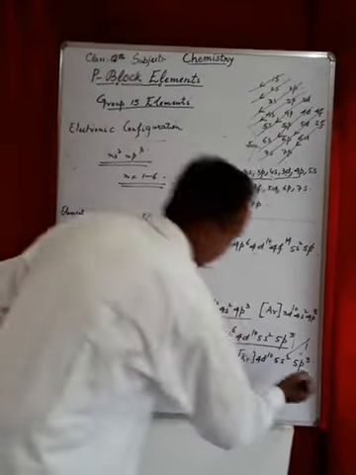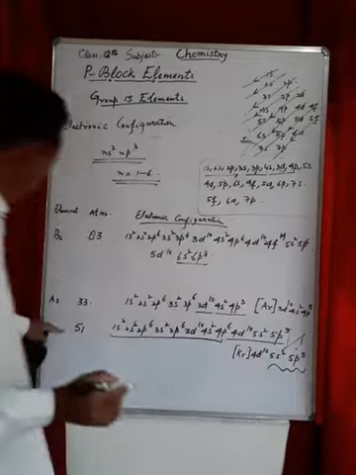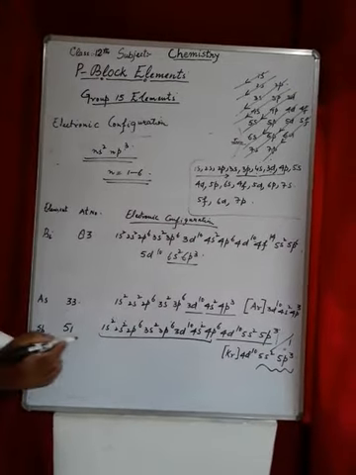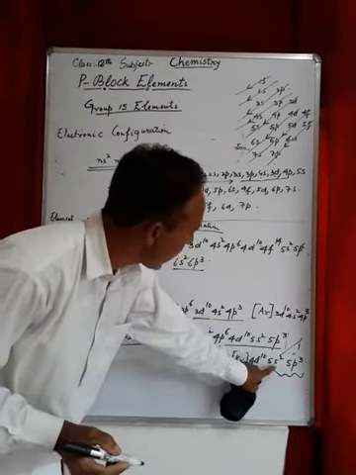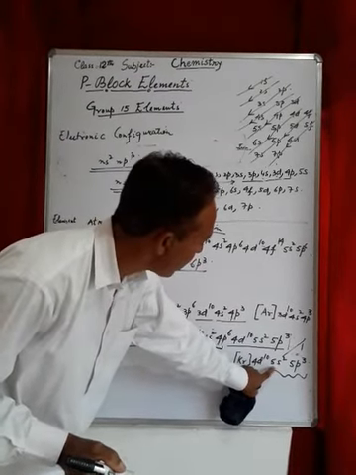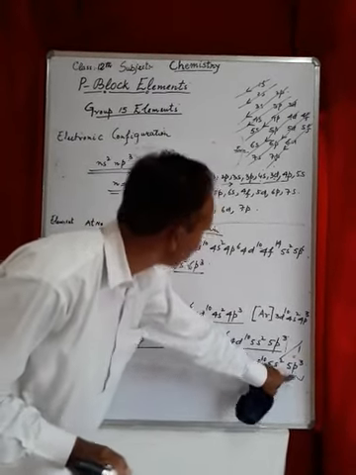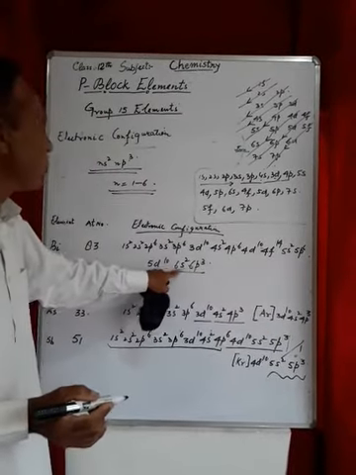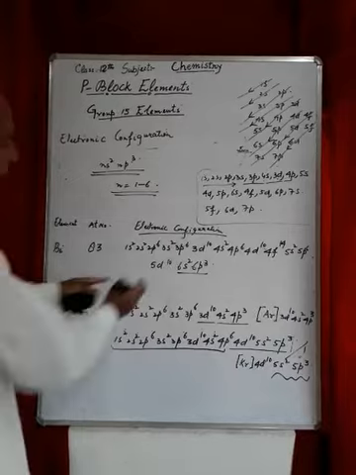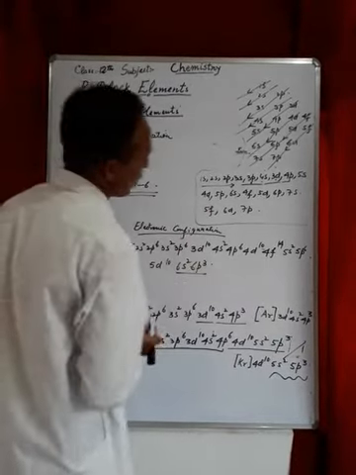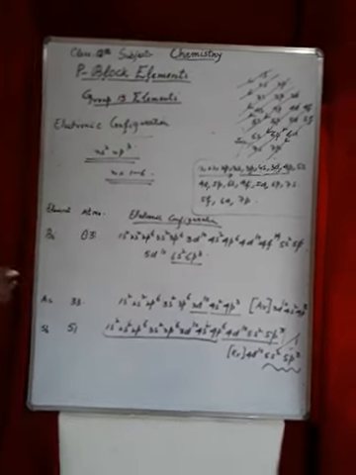Here you will see that in antimony the outer shell electronic configuration is 5s2 5p3, where the value of n is 5, and here it is 6s2 6p3. Let me clarify this first, and after that I will write the configuration with the noble gas core.